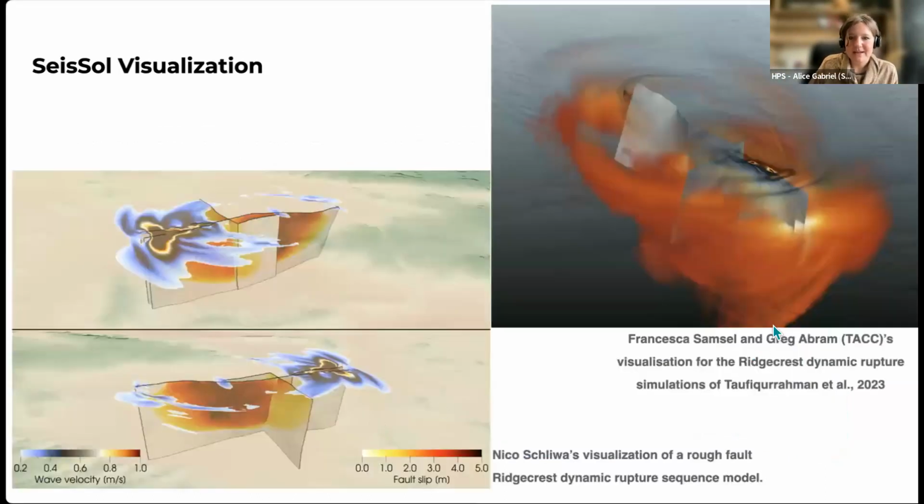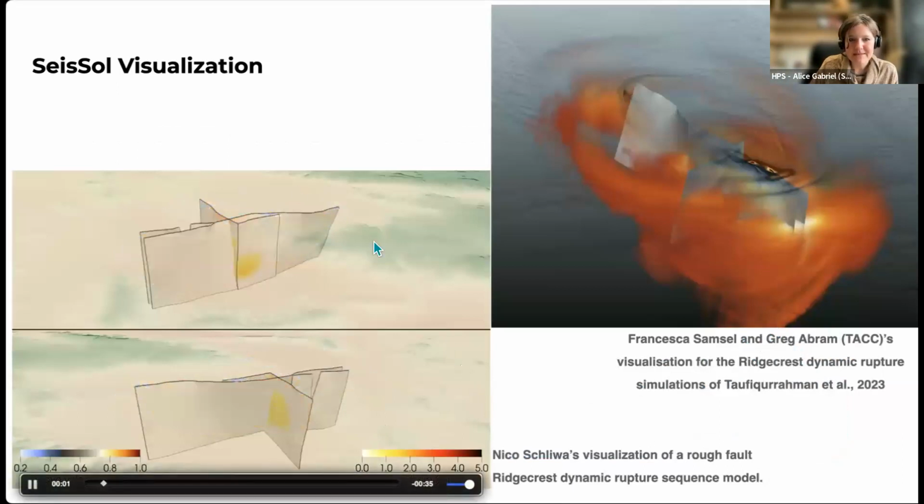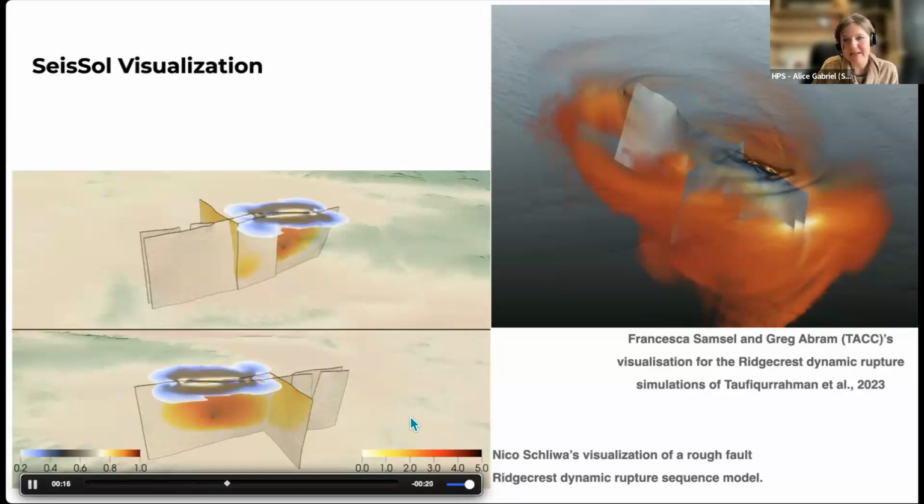And here's a shout out to how some of these visualizations can look. This is an animation that Nico generated of the Ridgecrest earthquake sequence on rough faults. We have what happens on these faults, and then you see the waves, first of the foreshock and then of the main shock breaking here.